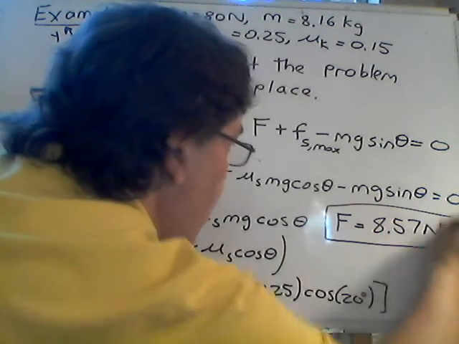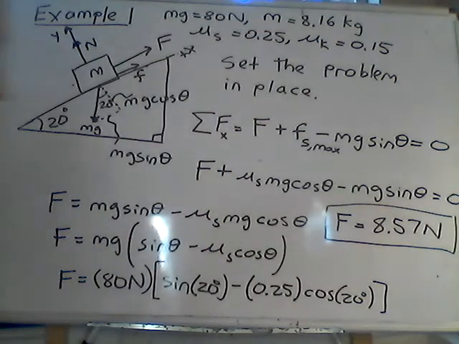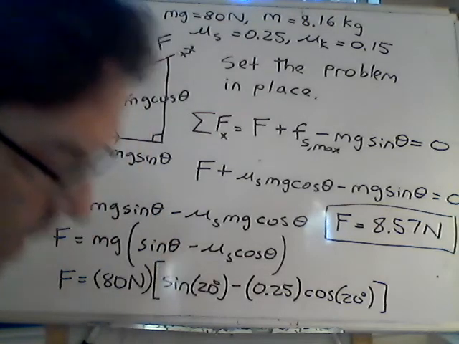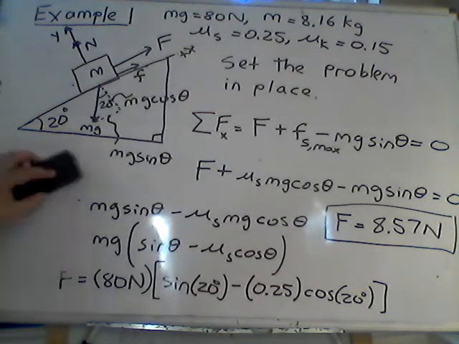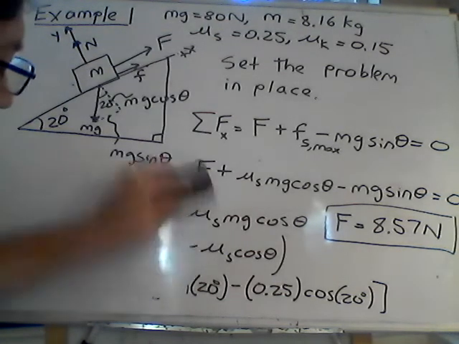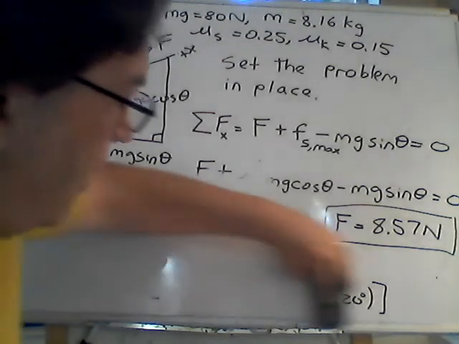That is the force that I apply just to keep this system from sliding down the incline. 8.57 newtons. Okay. Now, I have a new problem. That's part A. Again, that is the minimum application force needed to prevent the block from sliding down the incline.